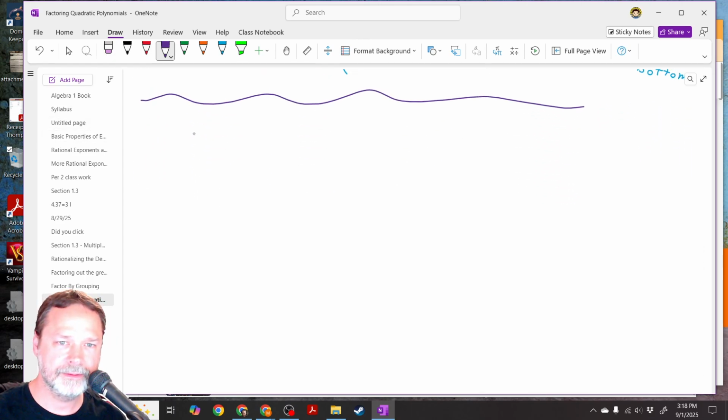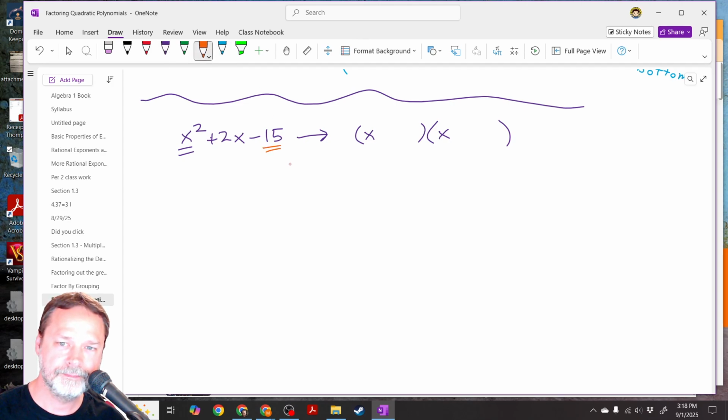Let's do some examples. So let's go the other way around. X squared plus 2x minus 15. Let's factor that. So first things first, we got some things to try. What are my factors of x squared? Well, guess what? There's only one way to get x squared, and that is x times x. Okay, what are my factors of 15? Well, 15 could be 3 times 5. Could be 1 times 15. And that's it.